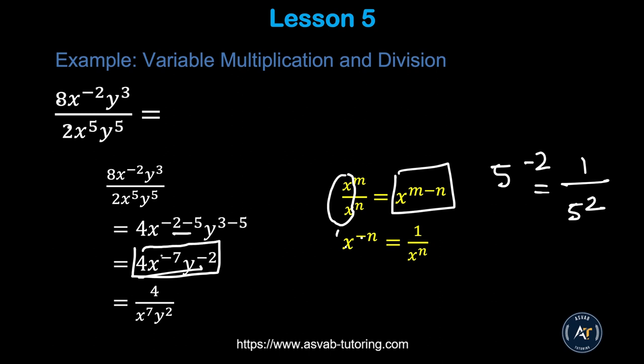But the answer might vary in the practice test or in the actual test. So x to the power negative 7 will be 1 over x to the power 7, and y to the power negative 2 is 1 over y to the 2nd power. That gives you 4 over x to the power 7, y to the 2nd power. Make sure that you understand this concept.